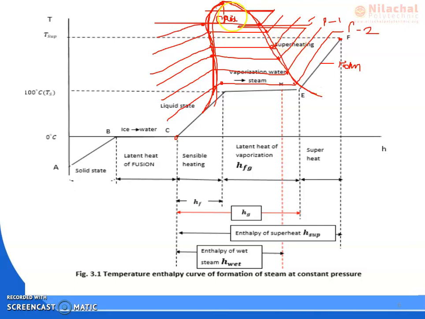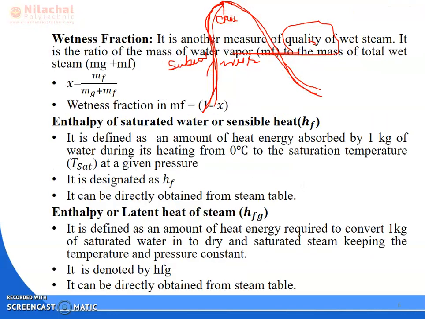So right of the saturated vapor line, this is the superheated region. Left of the saturated liquid line, this area is known as the subcooled region. And in between the curves, this region is known as the wet region or wet steam region. So this is the saturated liquid line and this is the saturated vapor line. So this way we can get the graph.